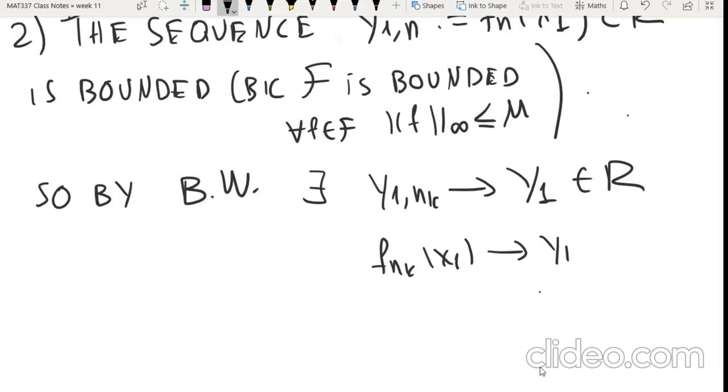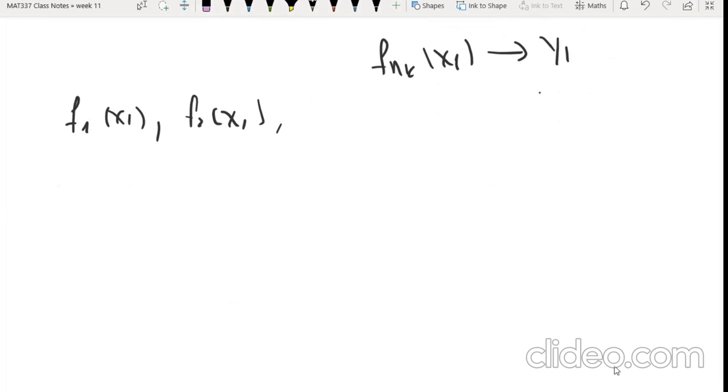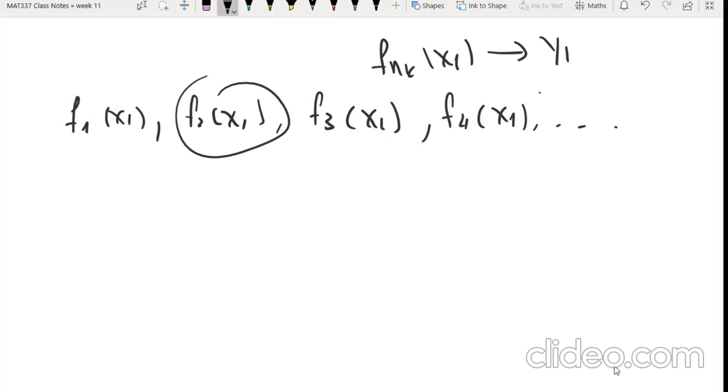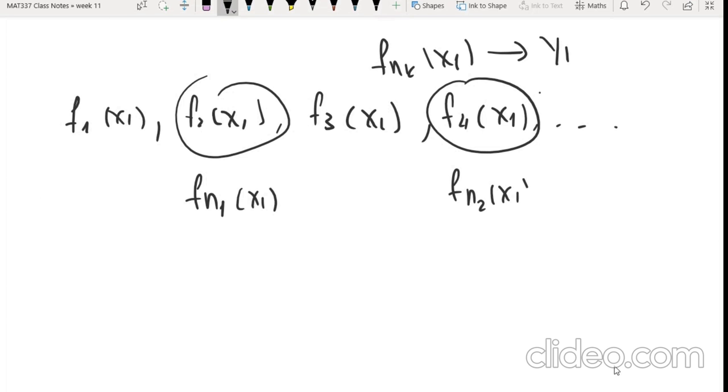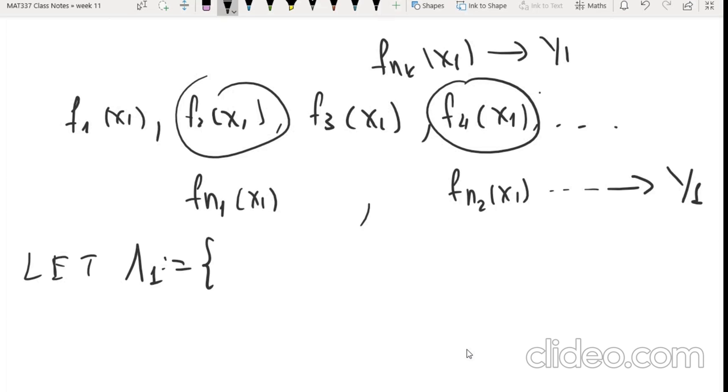Okay. So in the book, they call this sequence lambda 1. So let me explain what they mean. So first you have f1, f2, and then actually let me draw a few more, f3, f4. And out of them, you pick a subsequence, let's say the evens. So this is f_{n1}, f_{n2}, and now these guys, they go to y1. Okay, so you pick a subsequence that converges. All right, I want to follow the notation in the book so that you will read it.